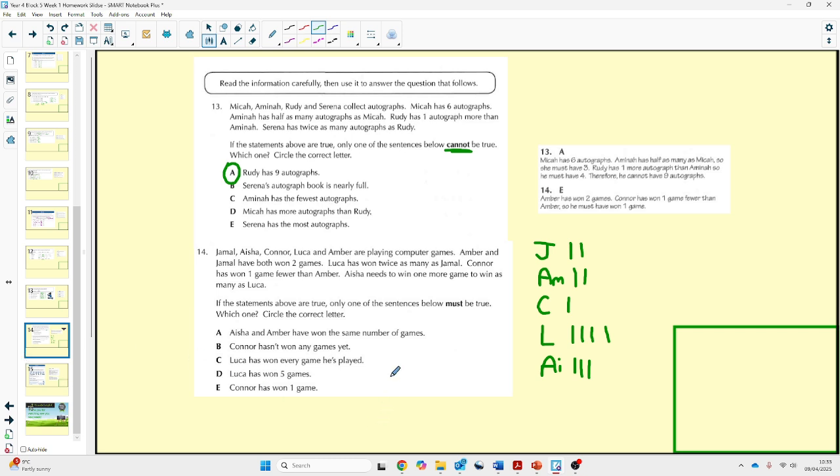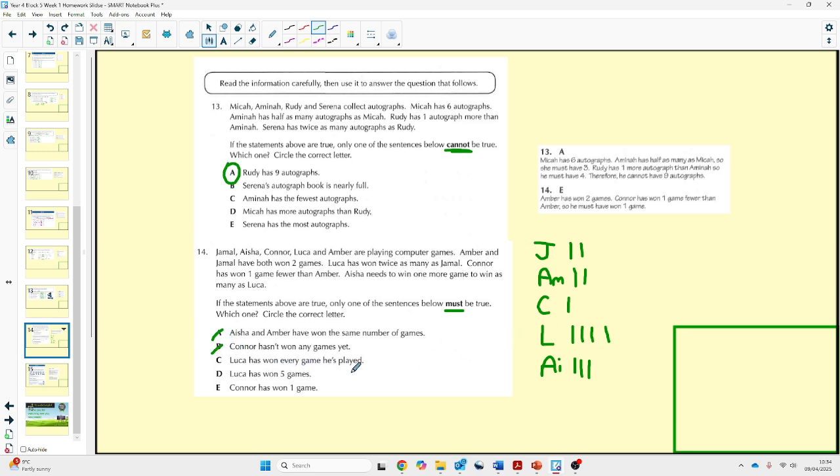So we can have a look down through. We need to find the one that must be true. So Aisha and Amber have won the same number of games. Well, that's not true, because Amber won 2, Aisha won 3. Connor hasn't won any games yet. Well, that's not true, because he won 1 game.